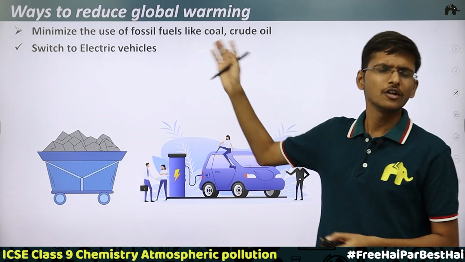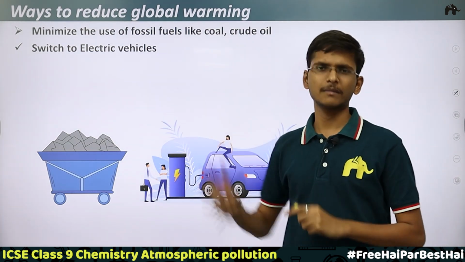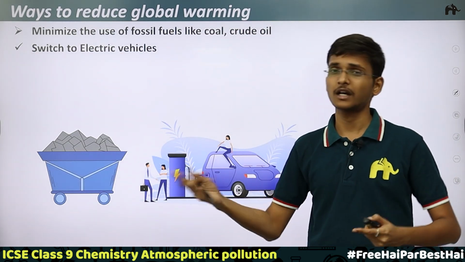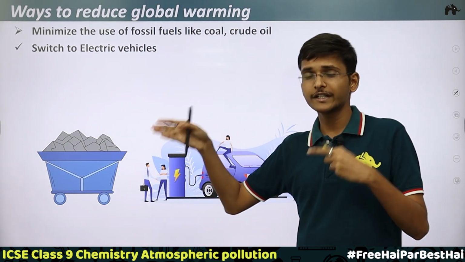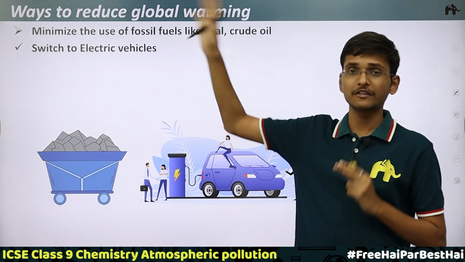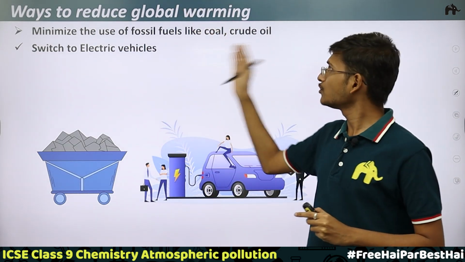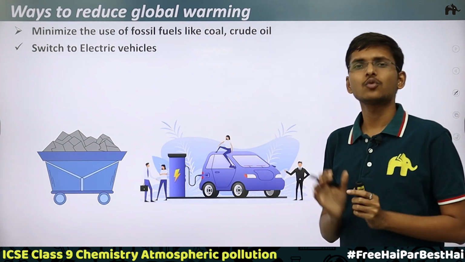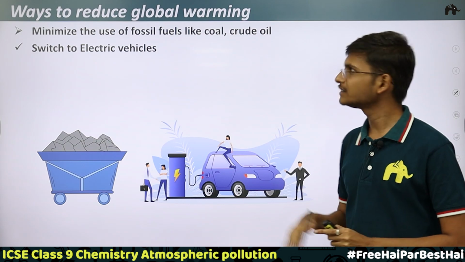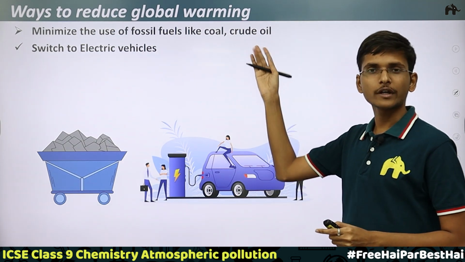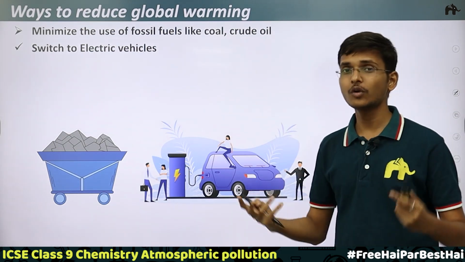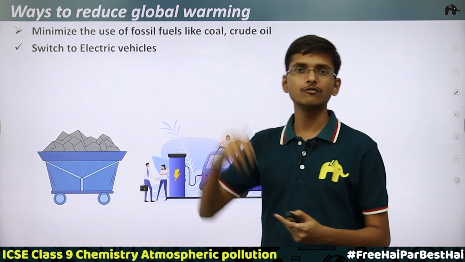Now let's see how. Coal burns and gives carbon dioxide, we all know, and from crude oil we make petrol, and I have already told you, 1 liter of petrol burns and gives about 2.3 kgs of carbon dioxide. So if we minimize their use, for example, if we do not use petrol to a large extent, then the need for crude oil would be minimized. Correct? Also, if we do not use coal to a larger extent, then the need for coal would be minimized.